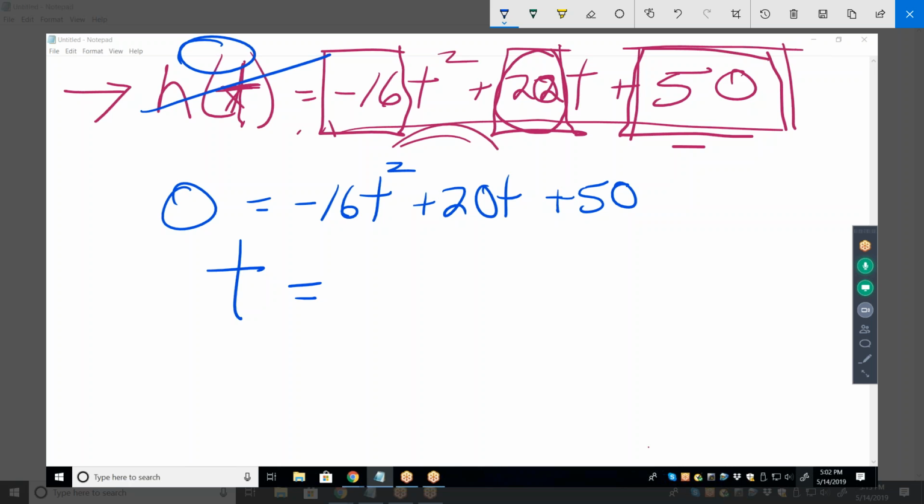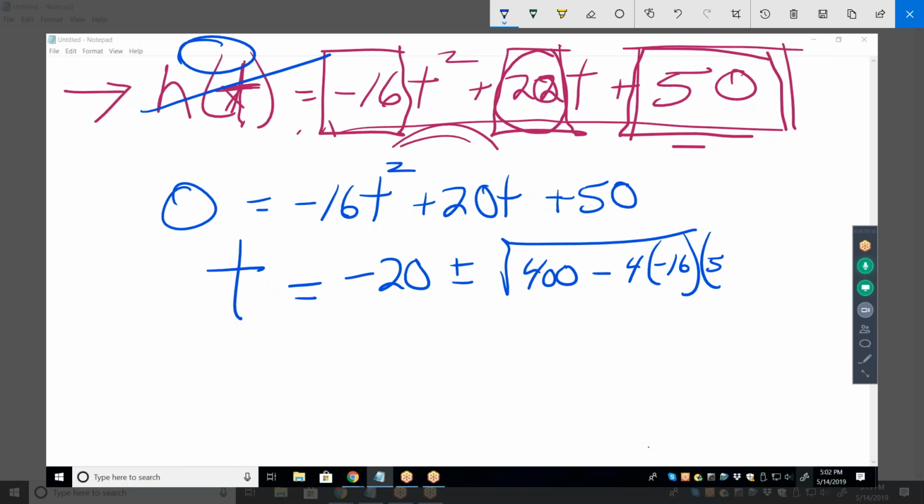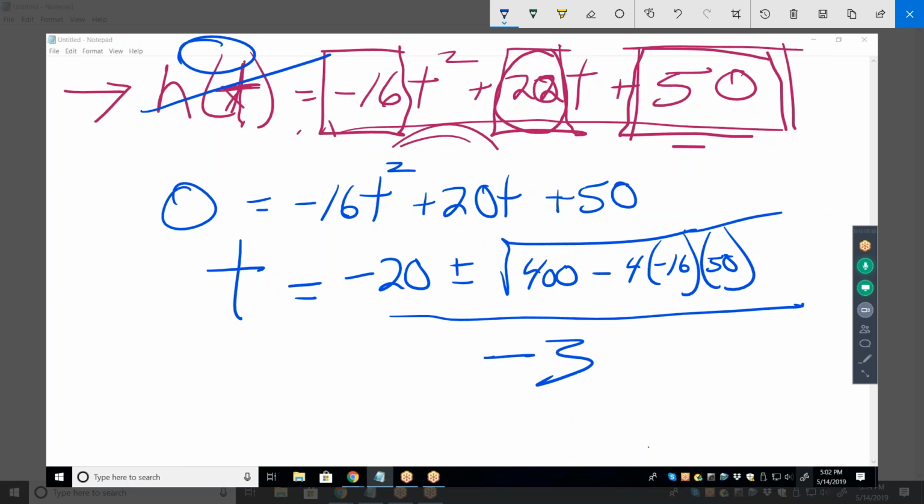It would be negative, it would be negative 20 plus or minus the square root of 20 squared minus 4 times negative 16 and 50. Again, you can see how easy it would be to make a mistake here. That looks like two subtraction signs, but it's not. And we don't want to forget the denominator, minus 2a.